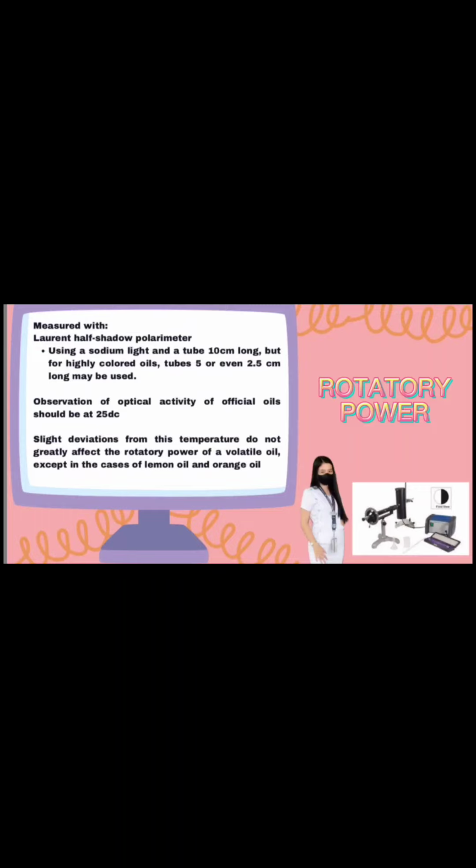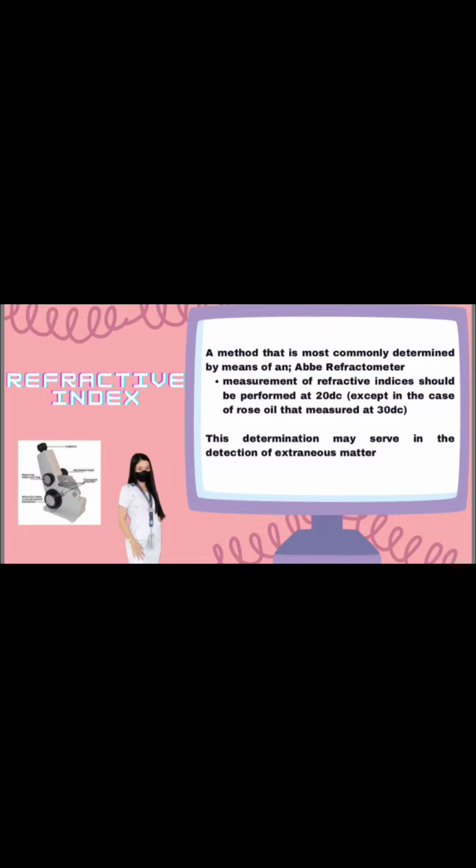However, it frequently serves as a valuable means of detecting adulteration with inactive substances such as alcohol or with substances of rotatory power different from that of the oil being examined. Example: pure lemon oil is plus 57 to plus 65.6 degrees, while lemon oil adulterated with turpentine oil is about plus 25 to negative 40 degrees. Next is refractive index. The refractive index of a volatile oil is most commonly determined by means of an Abbe refractometer.